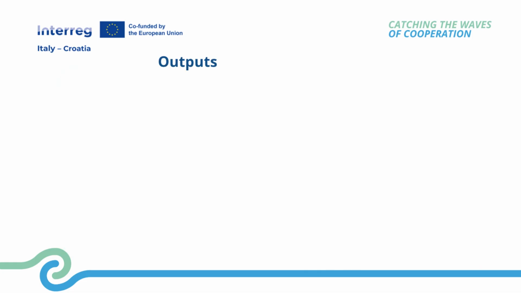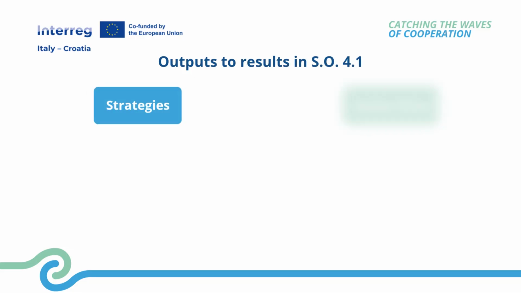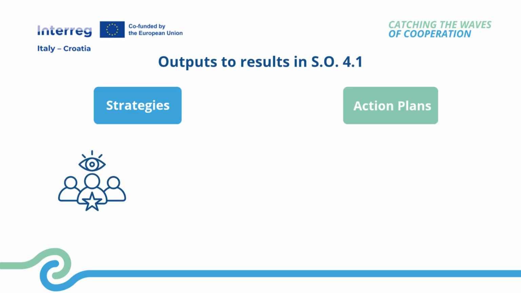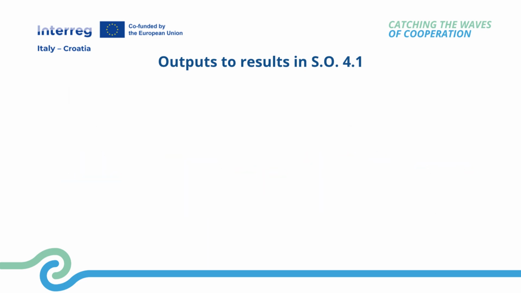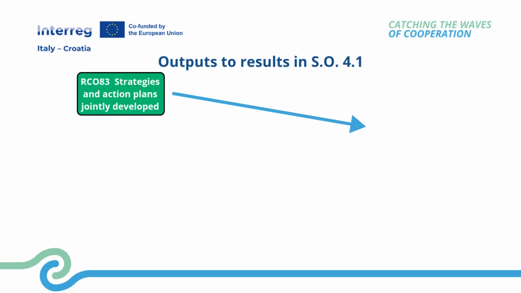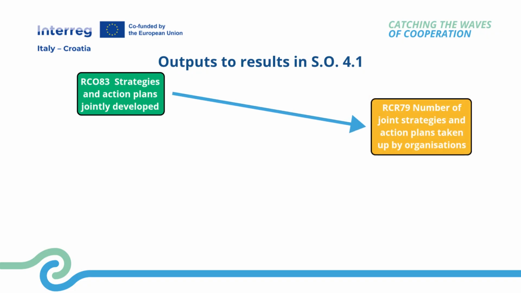Let's clarify some key indicators for SO 4.1 here. For strategies and action plans, a strategy outlines a shared vision and addresses specific needs. An action plan turns that strategy into concrete actions, with a timeline and budget. Papers or analyses support the strategy, but they're not strategies by themselves. Target group feedback is essential and must be documented.